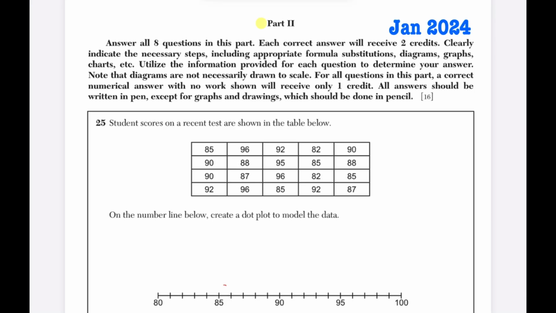We're going to go over some of the part 2 questions from the January 2024 Algebra 1 Regents. So these are the open-ended questions that are worth 2 points each. And with that said, the most important advice I could give you is to never leave any open-ended questions blank.